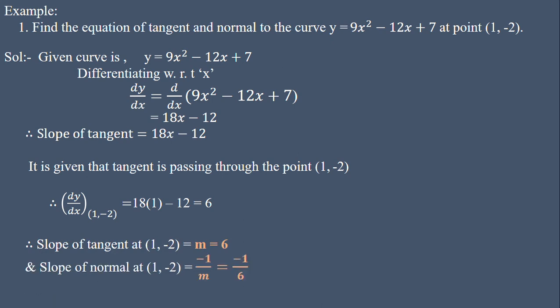Similarly, what is the slope of normal then? At that same point, it is simply equal to minus 1 upon m. Means it is minus 1 by 6. Okay, so both the slopes are obtained now, slope of tangent and normal. Point is already given. Let us first denote that point by x1, y1, this way. You first have to denote it.